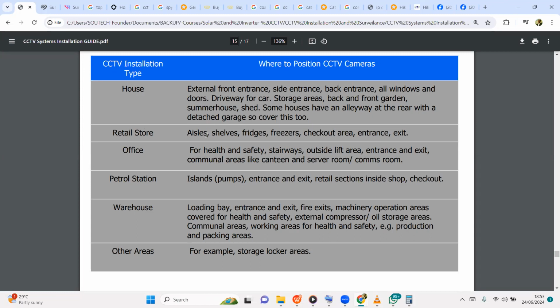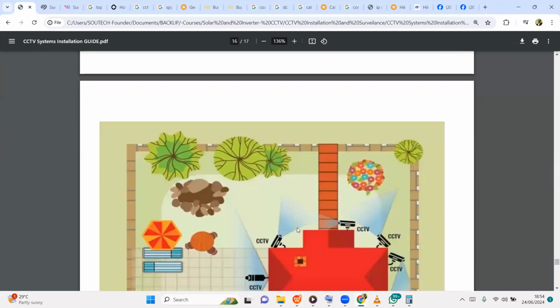So in a retail store, you have aisles, like that supermarket now. If there was no camera in the aisle, which is just within 2 rows, you won't know what was happening. The shelf, fridge, freezer, lockout areas, entrance and exit. For offices, for health and safety, you have stairways, you have lift areas, just anywhere you're going to have human activity. For petrol stations, you have that. For warehouses, you have that. For other areas, just where you have activity. Anywhere you're going to have traffic, you want to make sure that you have cameras there.